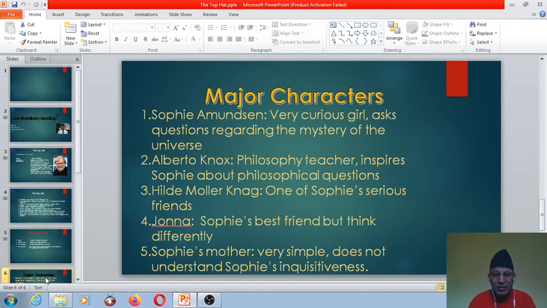And there are other simple characters like Hilde Møller-Knag, one of Sophie's serious friends, but she's not like Sophie. And Jorunn, Sophie's best friend, but she thinks quite differently. She's a quite normal child. And Sophie's mother is a very simple mother who cares about the family, but does not like philosophical curiosity like Sophie. That is the simple explanation and theme of The Top Hat, the second chapter.